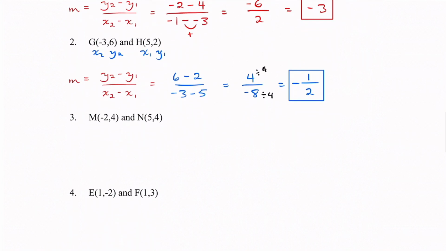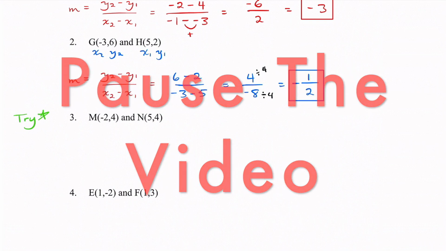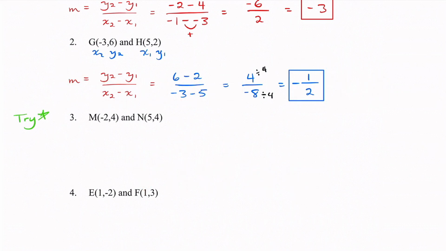Looking at number 3 here now, I'd like for you guys to try to do this one. So if you want to pause the video and then work on that one. So hopefully when working on that, you labeled your points, x1, y1, and then x2, y2. If you labeled it the other way, it's not going to matter. So once you had that, then you should have wrote out your formula. And then we're going to substitute into that.